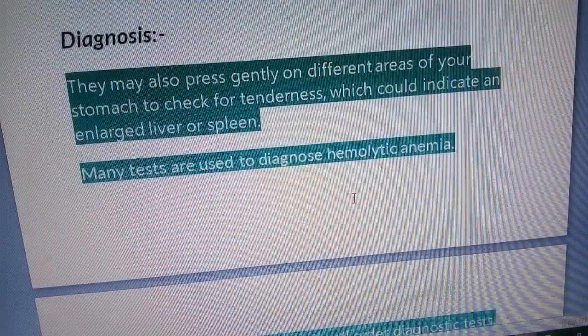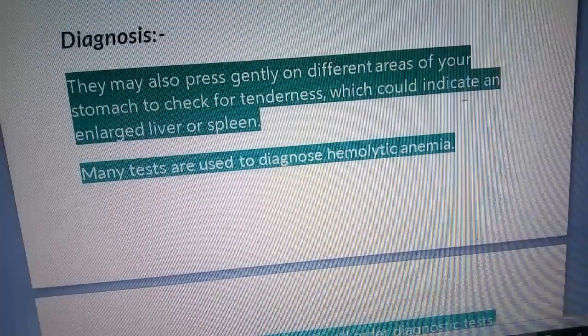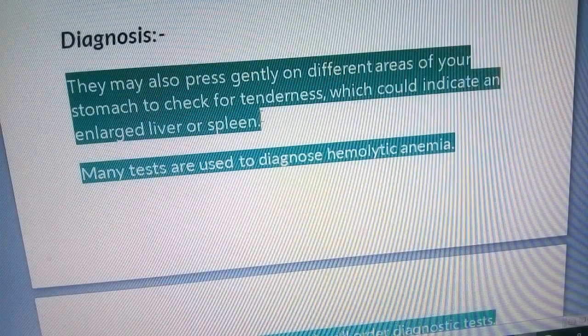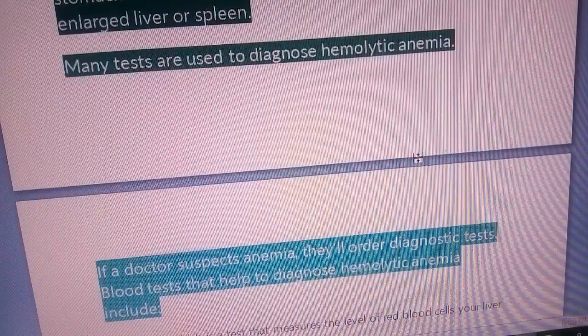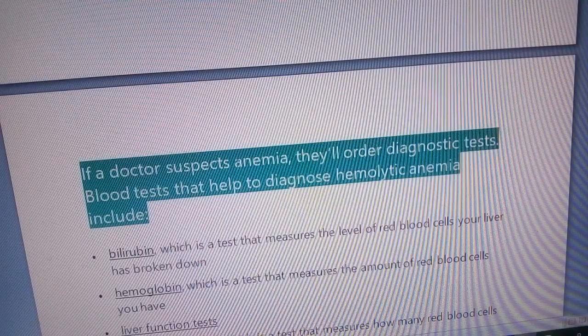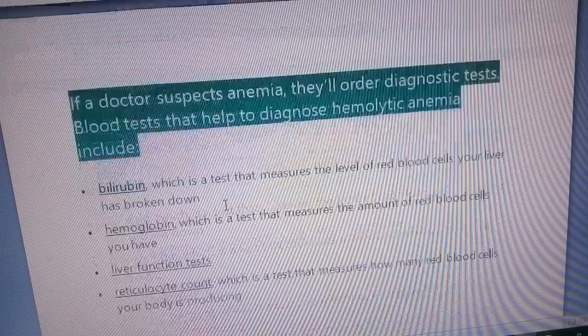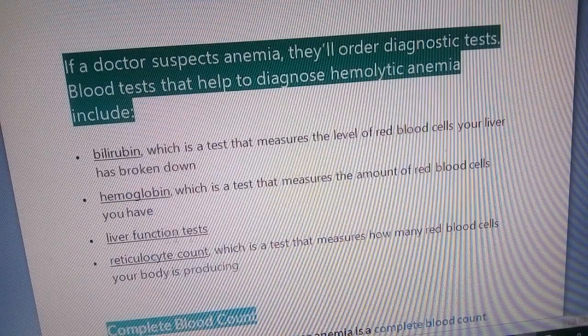What is the diagnosis? They may also press gently on different areas of your stomach to check for tenderness, which could indicate an enlarged liver or spleen. Many tests are used to diagnose hemolytic anemia. If a doctor suspects anemia, they will order diagnostic blood tests that help to diagnose hemolytic anemia, that is bilirubin test, hemoglobin test, liver function test, and reticulocyte count.